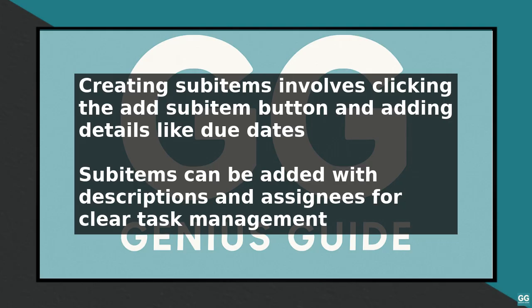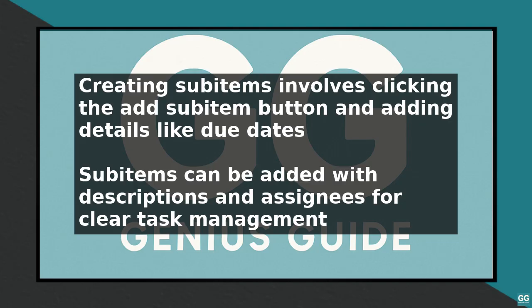One key concept to keep in mind is to keep your subitems concise and focused on a single task. This will help prevent confusion and ensure that each subitem is completed efficiently. For example, if you have a main item for planning an event, your subitems might include booking a venue, arranging catering, and sending out invitations.